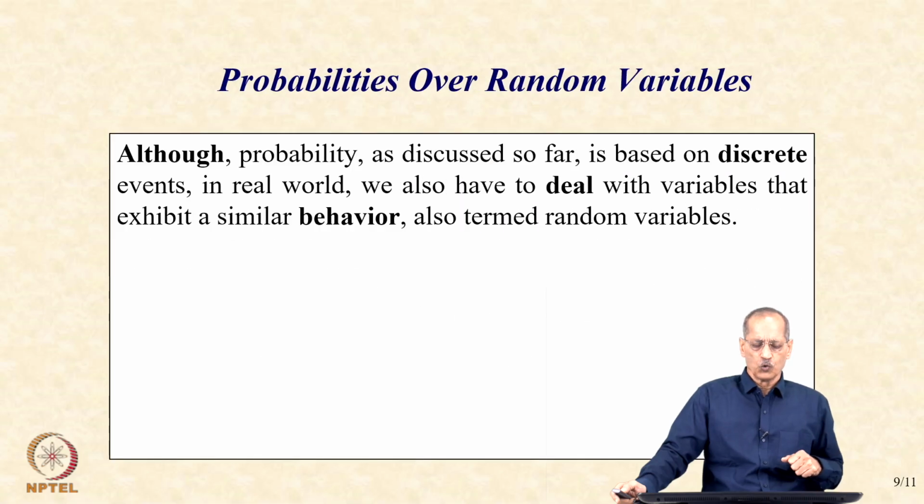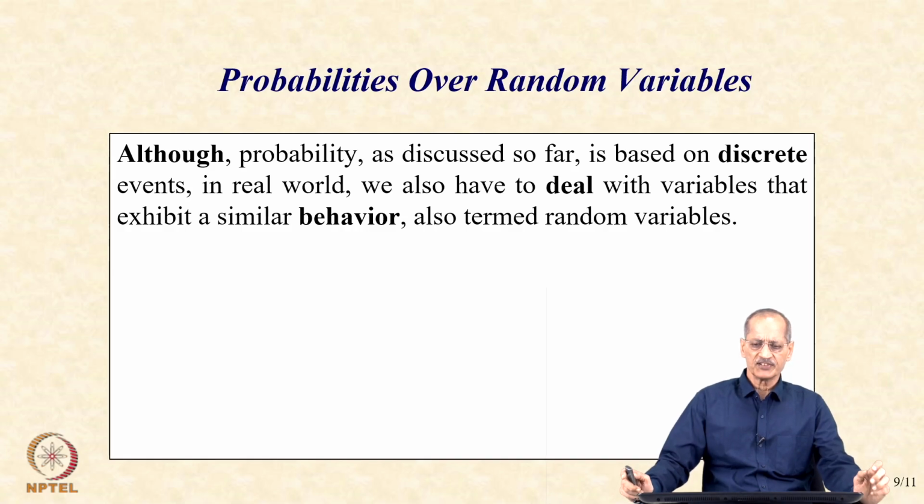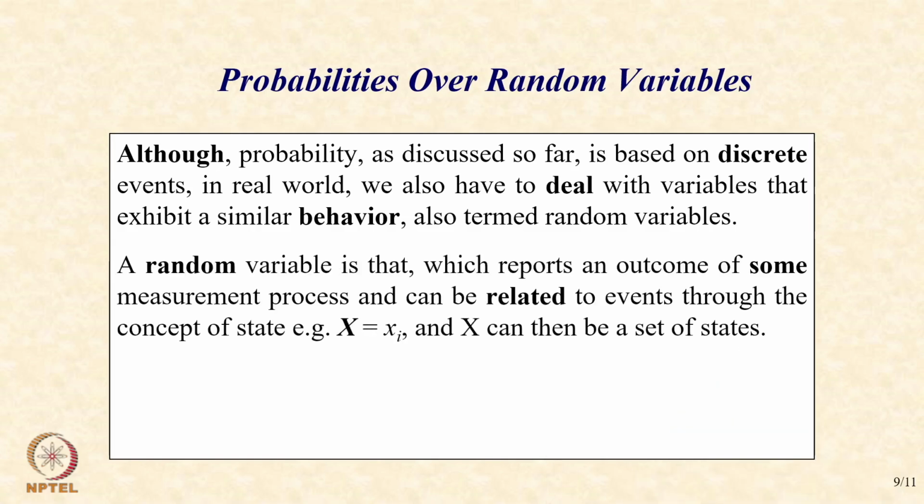Now, of course, so far what we have discussed about probabilities is essentially related to discrete events in the real world, which means events which are discrete, one at a time, episodic. But in the real world, we also have to deal with variables that exhibit similar behavior, and these are obviously called random variables. So, we also now need to talk about the same ideas, but in the context of continuous variables instead of discrete variables. We define a random variable as that which reports an outcome of some measurement process.